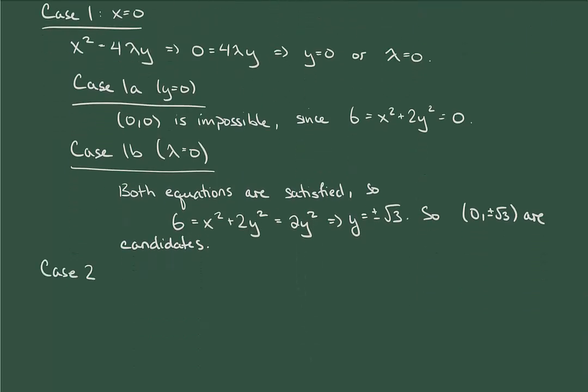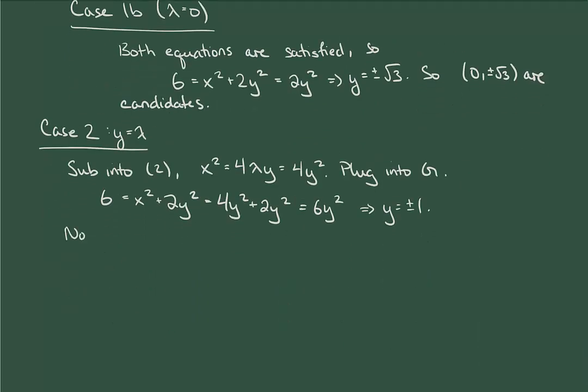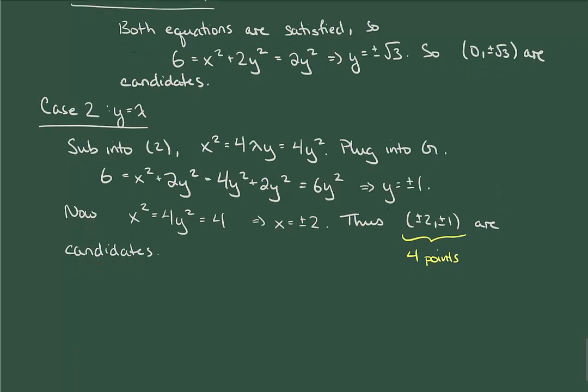So let's do case 2 now. Let's suppose that y is equal to lambda. And I'm going to sub this into equation 2. So that will give me x squared is equal to 4y squared. And if I plug this into the constraint equation g, everything is now in terms of just y squared, and so I can solve to get y is plus or minus 1. Using the fact that x squared is equal to 4y squared, which is just 4, I can now solve for x to get plus or minus 2. So this gives us 4 candidate points, depending on the signs of the 2 and the 1.